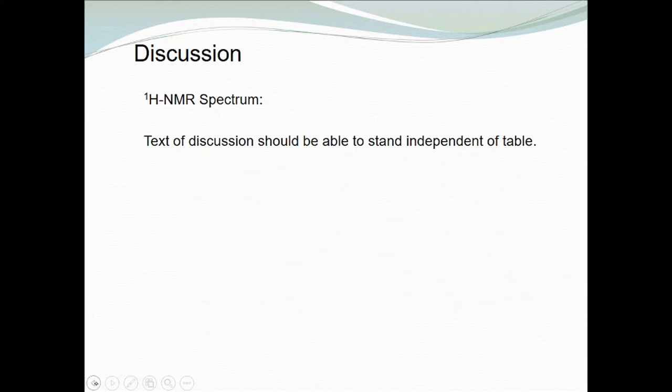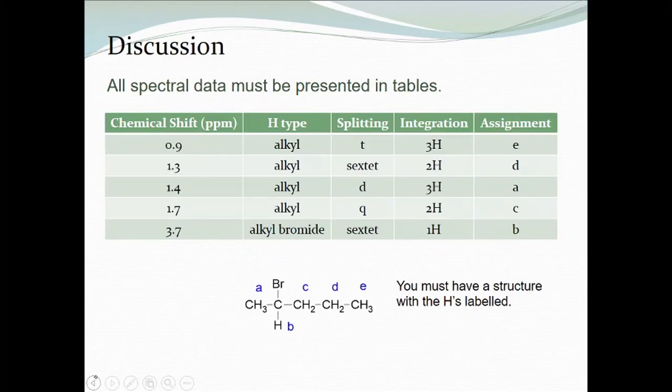So going back a couple of slides, if we were doing the peak at 1.7, again you would state there's a peak at 1.7, splitting is a quartet, integration to 2 hydrogens. This is in the alkyl region. The quartet splitting indicates there are 3 neighboring hydrogens, and if you'll remember from our previous analysis, those 3 neighbors came from a methine, a CH, and a CH2, and again this would correlate with hydrogen C. So you're doing this for each row, and should have a short paragraph just like that.